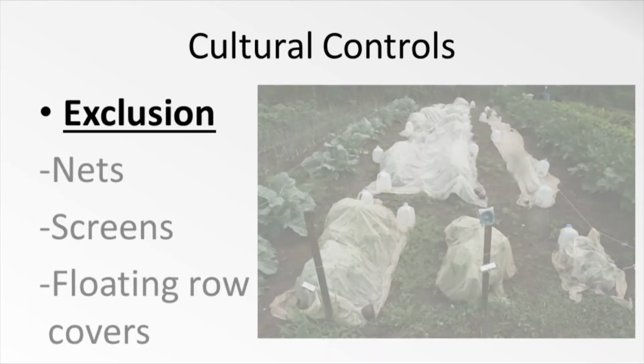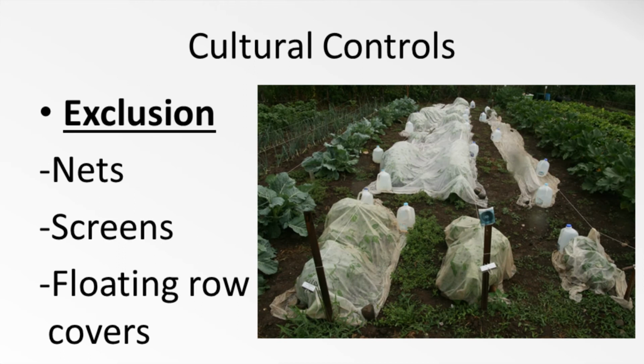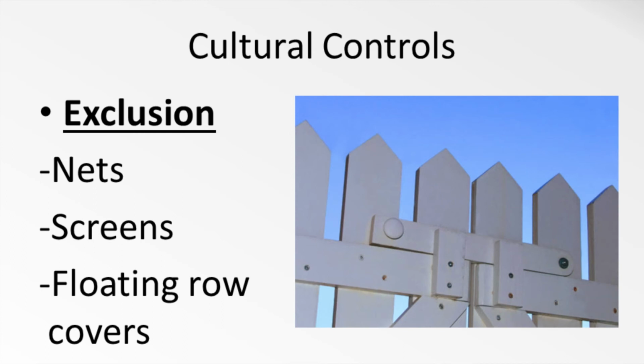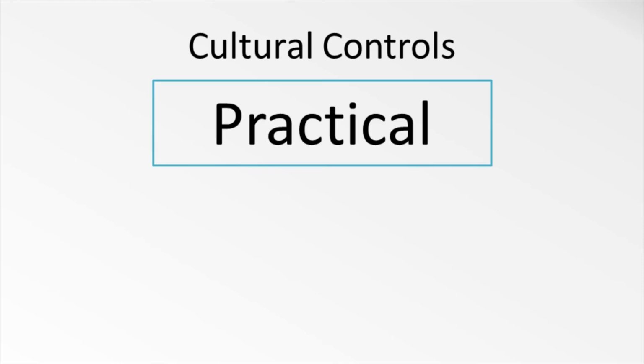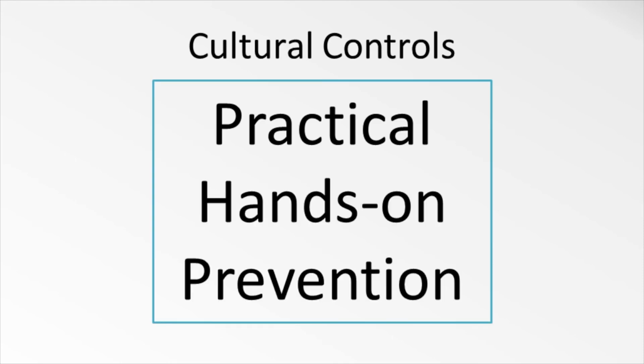Other cultural controls, such as floating row covers and nets, keep birds out of fruit trees and strawberry beds. Fences also prevent rabbits and woodchucks from ravaging the vegetable garden. We already use insect screens on our windows and plug up holes to keep small rodents out of our homes. Both of these are much easier tasks than chasing flies or baiting traps and then disposing of dead mice. We can think of cultural controls as practical, hands-on methods for preventing pest outbreaks.